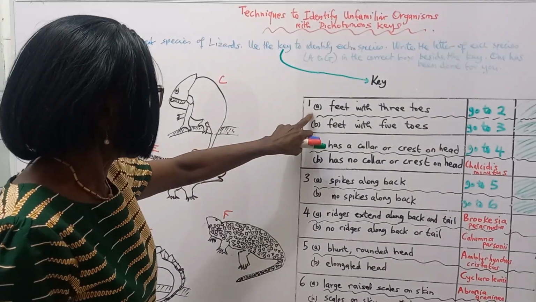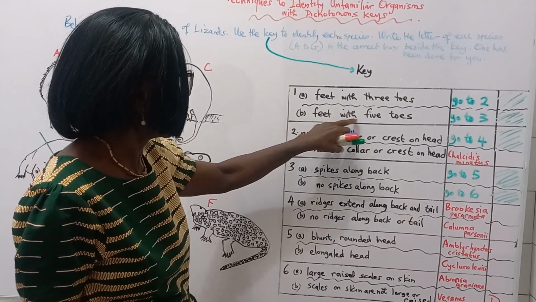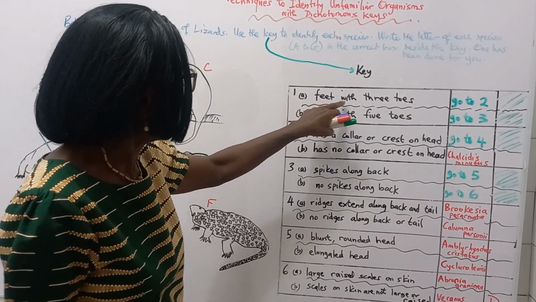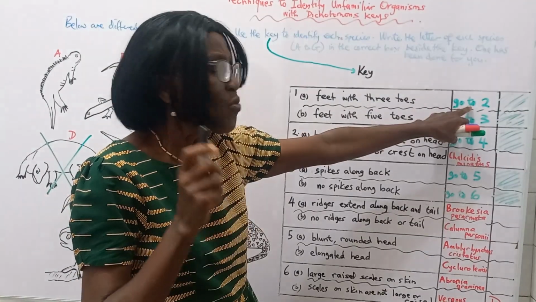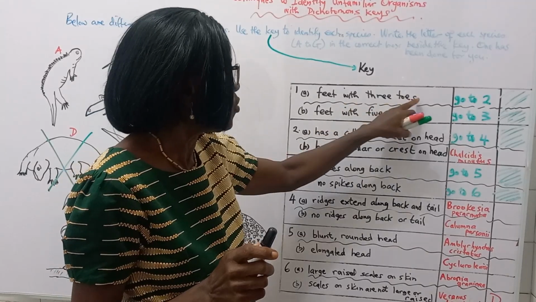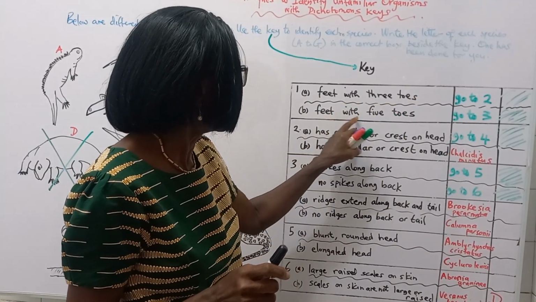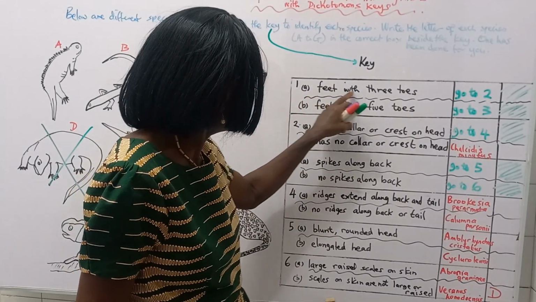One, the key, 1A says feet with 3 toes. 1B says feet with 5 toes. And you see, feet with 3 toes tells us to go to 2. It means that you will need to concentrate to finish feet with 3 toes before you worry yourself with feet with 5 toes. But if you've been told to go to 2, don't go to 3. Finish feet with 3 toes.